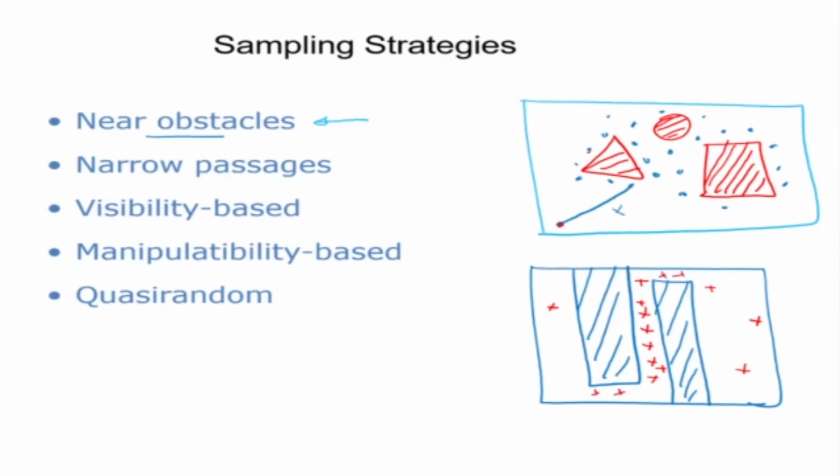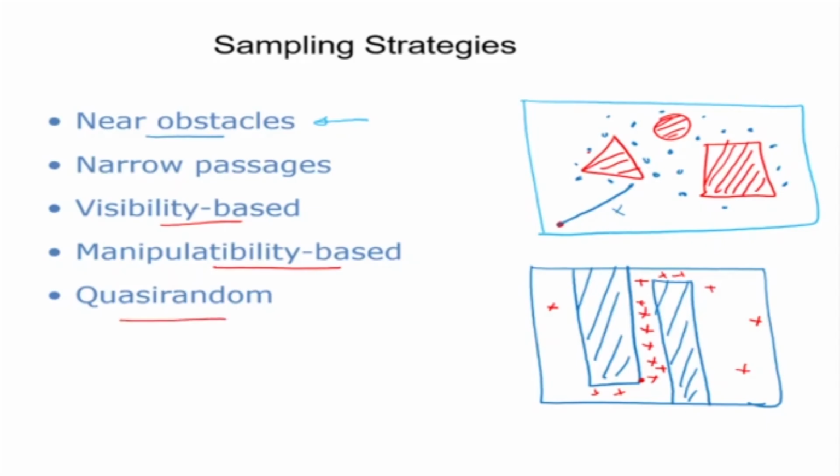Okay, visibility based. If you remember the visibility graph method, visibility based would be, if you're standing here, which vertices can you see? So based on that you sample. Manipulation ability based, we'll come to that. So manipulation ability is the ease of motion. So the direction in which you can move easily, you sample such that you move more in that direction. And that we'll see as we go along.